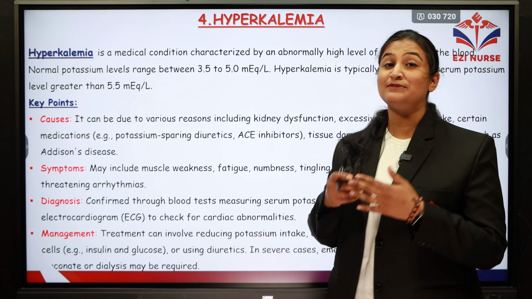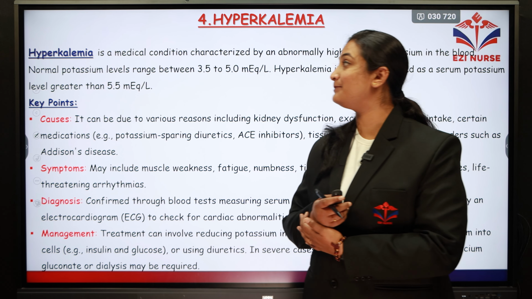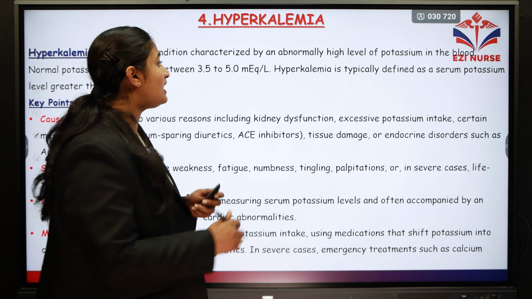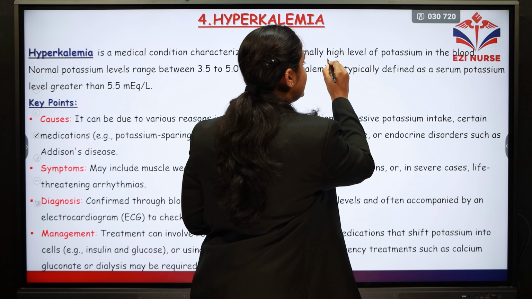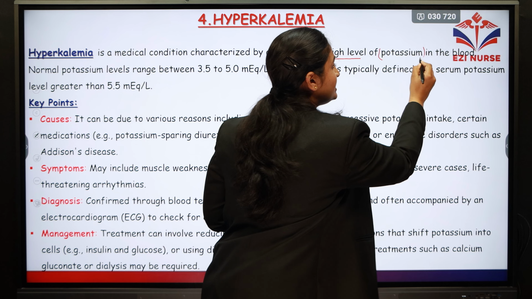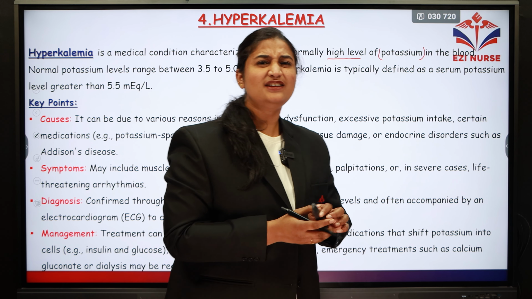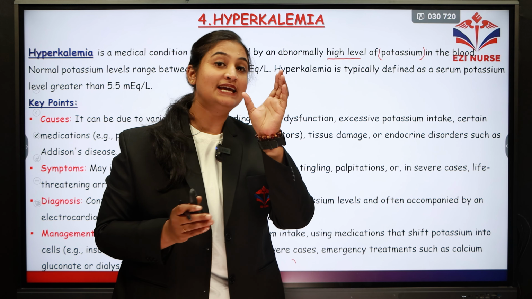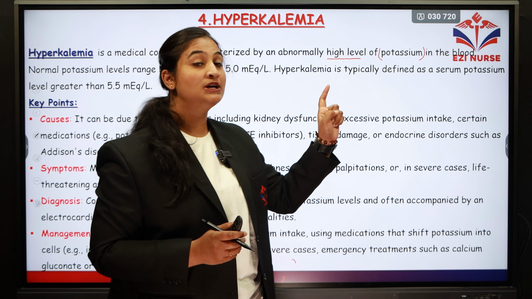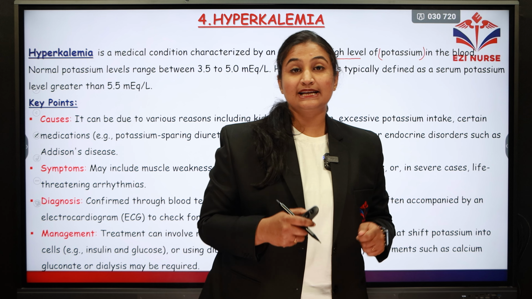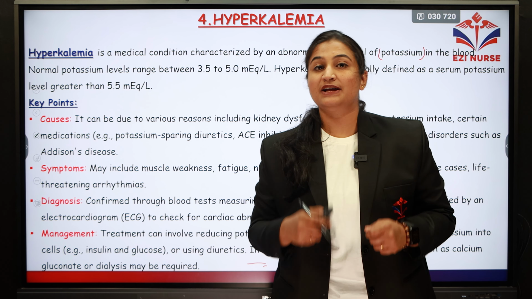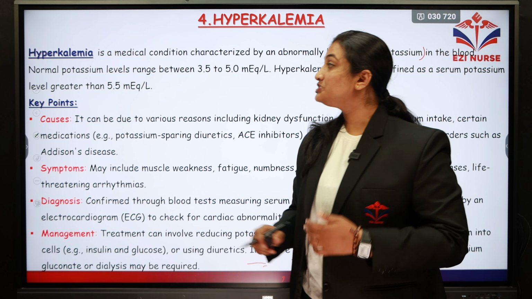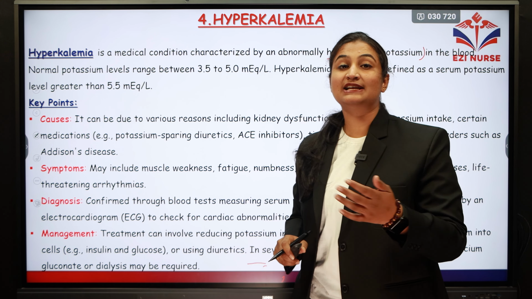So next we are coming to hyperkalemia. What is hyperkalemia? Hyperkalemia is a medical condition characterized by an abnormally high level of potassium. So here is the main thing that you have to keep in your mind whenever you see hyperkalemia. Kalemia is a term that refers to potassium. So when there is an increase in the potassium level in the blood, hyperkalemia is definitely going to happen. So what is the normal potassium level that is being taken?